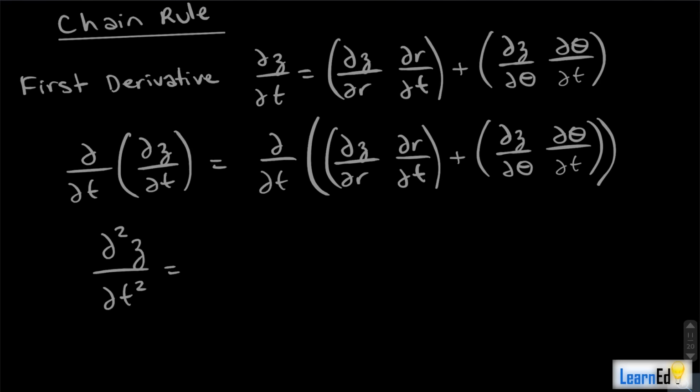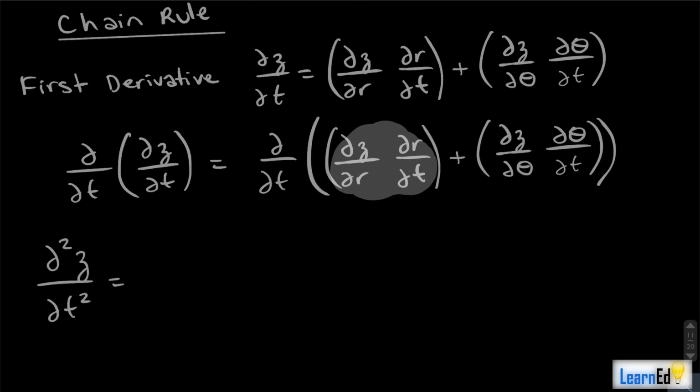So if we're trying to use product rule for the first pair, let's use product rule for this piece right here. What we have to do first, let's take a partial derivative with respect to t of dz dr. So we'll do partial of dz dr.